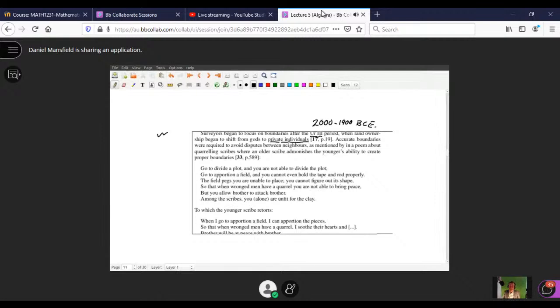Where am I? I was going to find out where that thing came from. So close that. Okay. That poem was called The Dialogue Between Two Scribes. Oh, it's part of The Dialogue Between Two Scribes. Basically two students talking smack to each other.